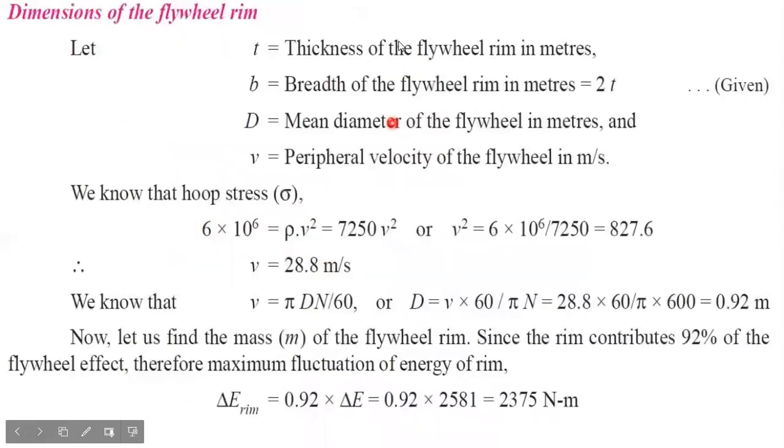Next, we need to determine the dimensions of the flywheel. For that, we need to know the thickness and breadth. So T is the thickness, B is the breadth, D is the mean diameter, and V is the peripheral velocity.